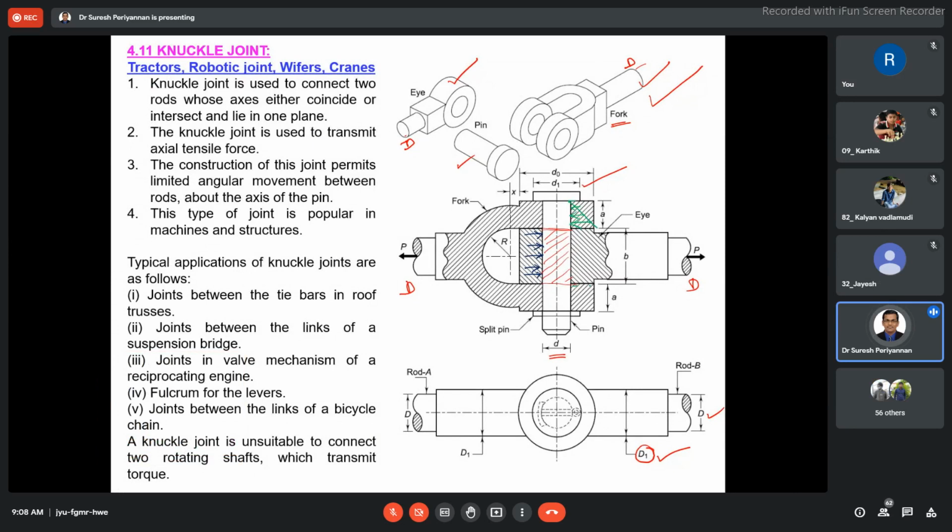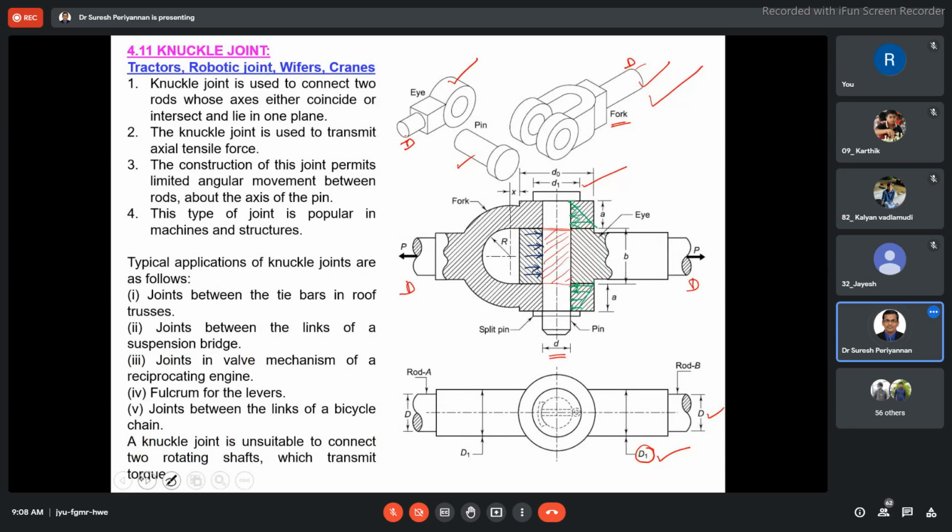Similarly, near the fork, in between the fork and here, the force is more, then less force, then less force here. This is also a uniformly varying load. This information is required when defining the bending stress in the pin, the knuckle pin. Okay, now I come to this.